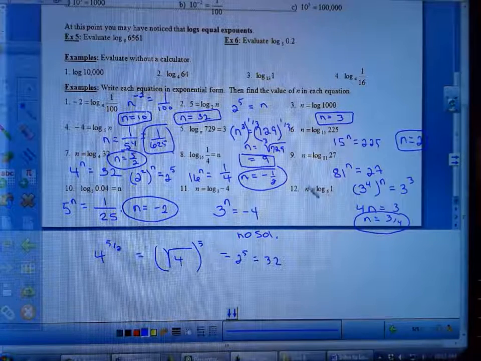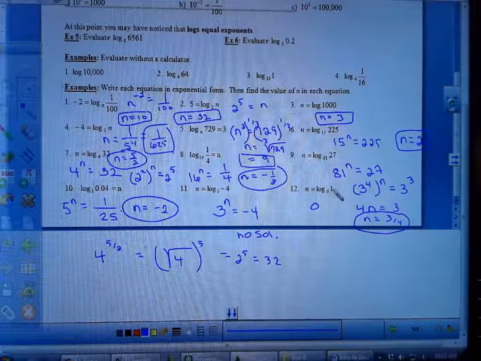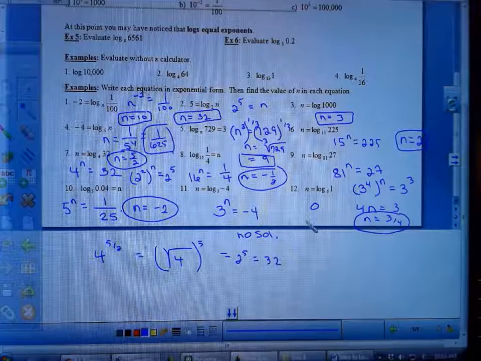Now, this is 6 to some power is 1, I just told you the answer, sorry, is 0. Because remember, log of 1 is always going to be 0.